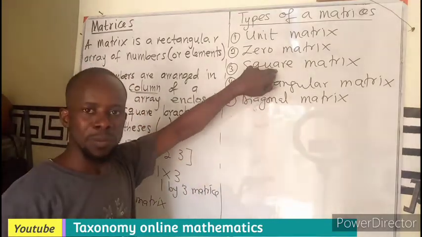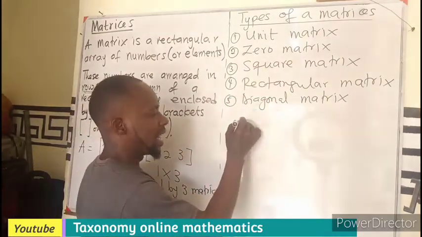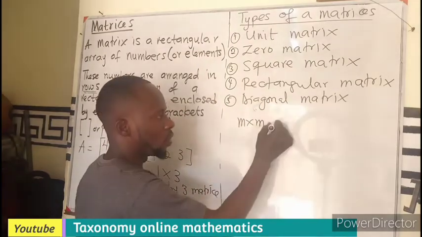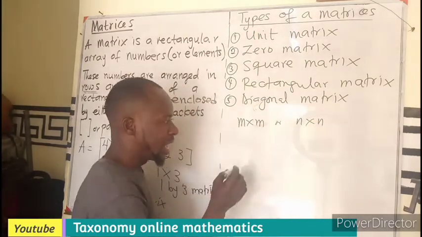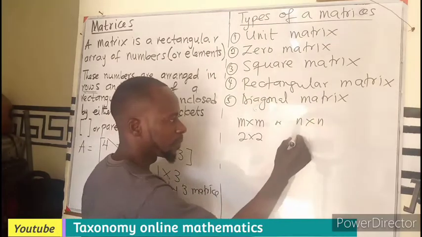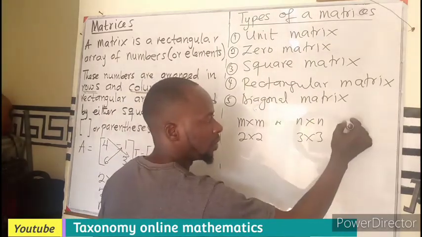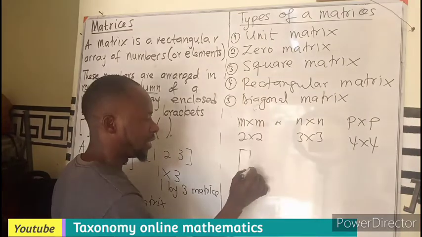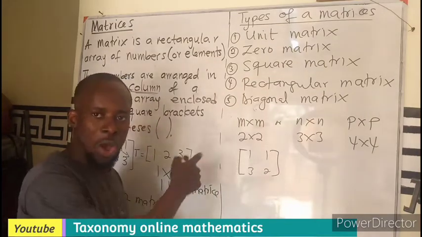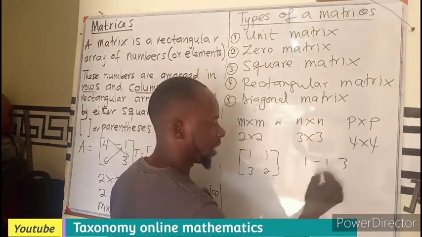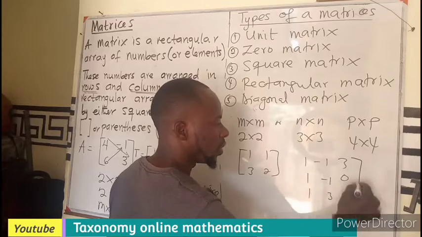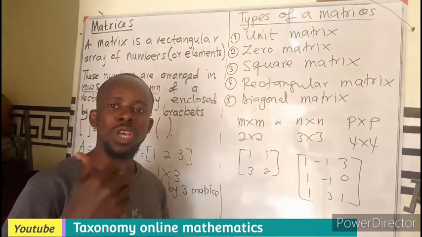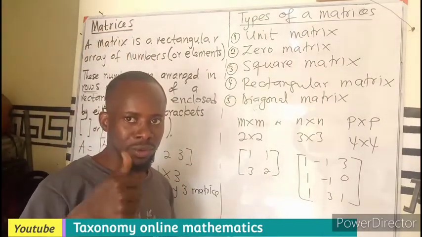Then a square matrix. A matrix is square if the number of rows equals the number of columns, as in M by M matrix or N by N matrix. I mean 2 by 2 matrix, 3 by 3, then let's say P by P, as in 4 by 4 matrix. So if I have 1, 3, 1, 2, this is 2 by 2. It's a square matrix. If I have 1, negative 1, 3, if I have this matrix, this is also an example of what? A square matrix, because number of rows equals number of what? Columns. You get it? Good.